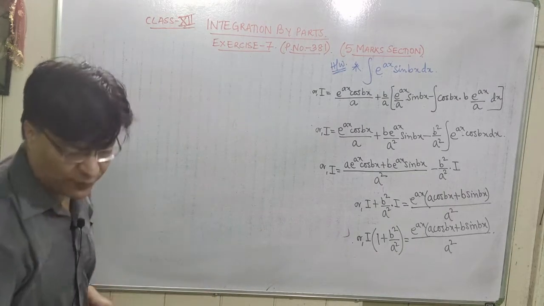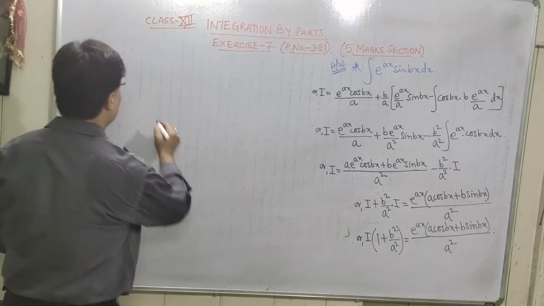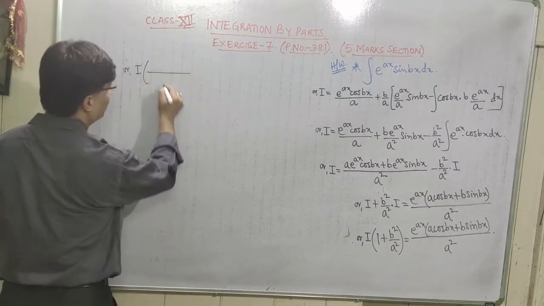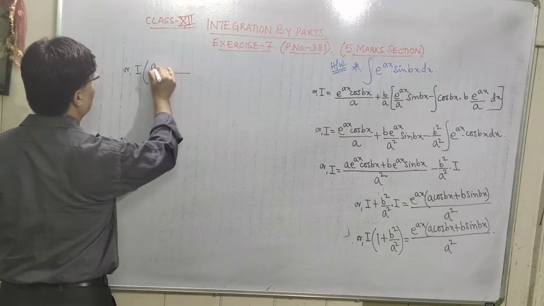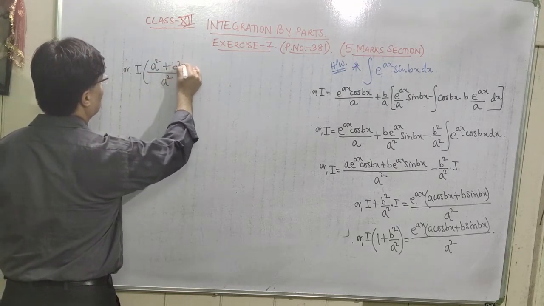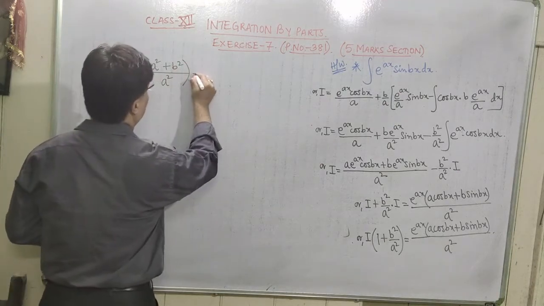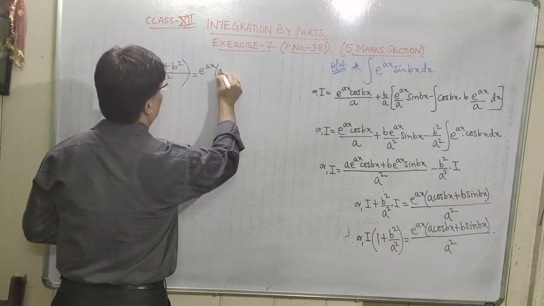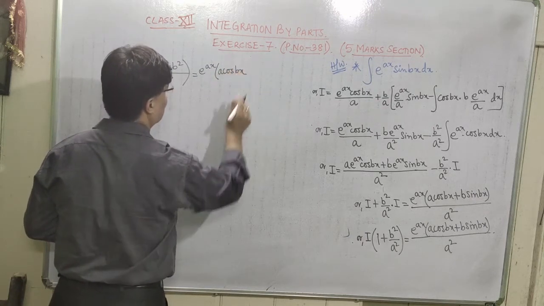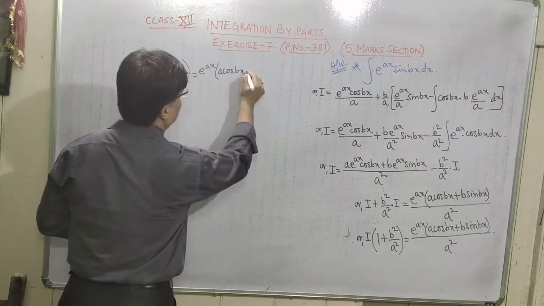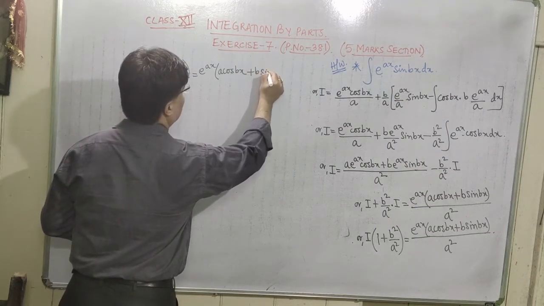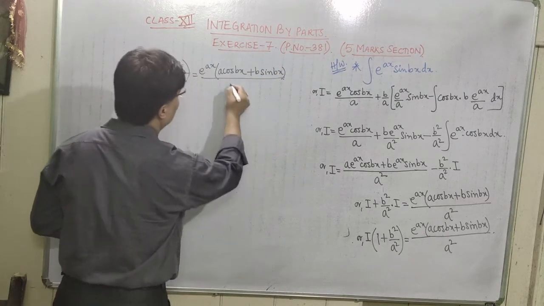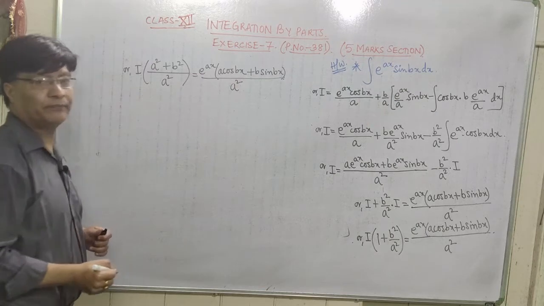So we can simplify it further now. I within bracket. Within bracket, what's the LCM? LCM is a square plus b square, right? So which is equal to e to the power ax within bracket a cos bx plus b sine bx bracket closed, whole divided by a square plus b square, right?